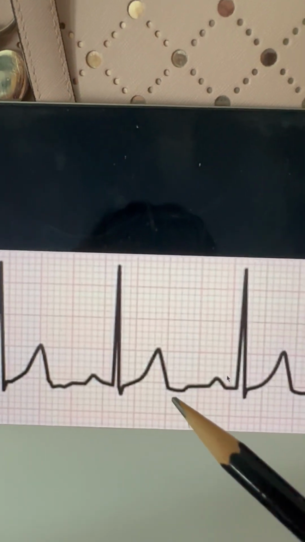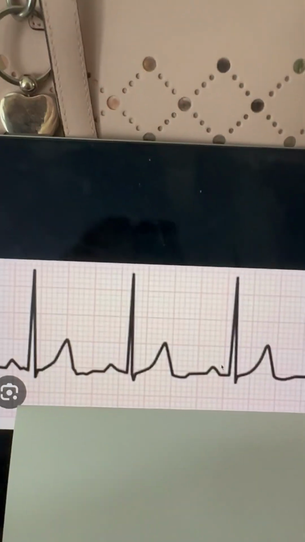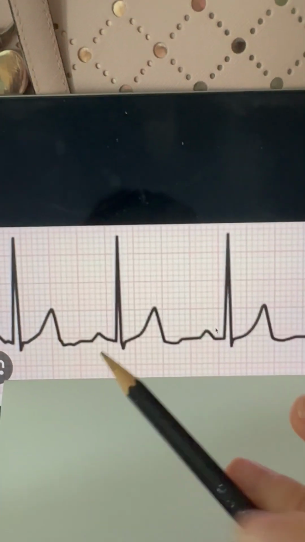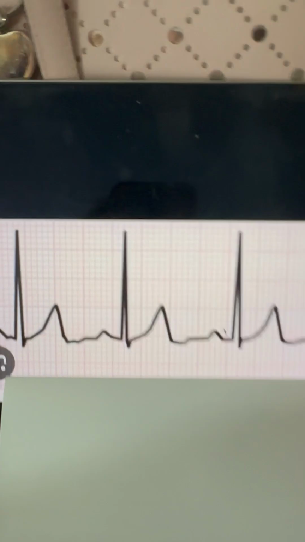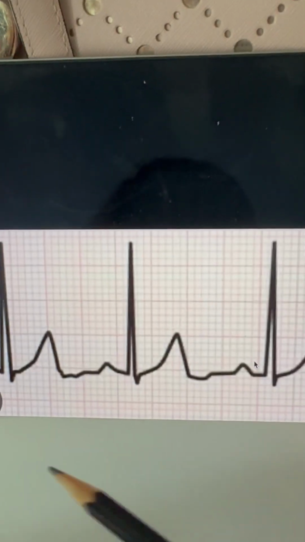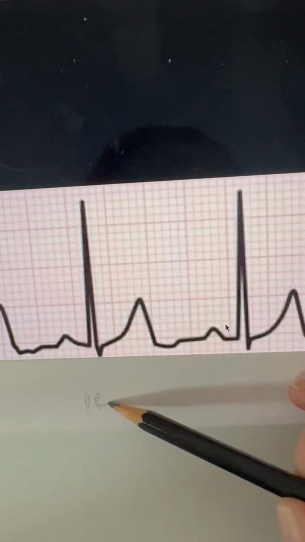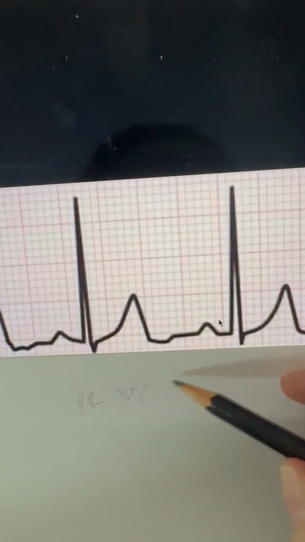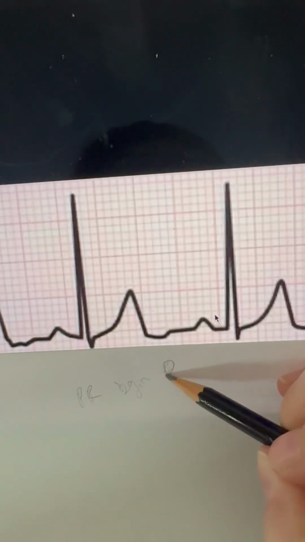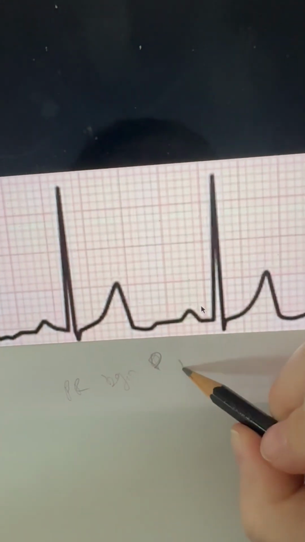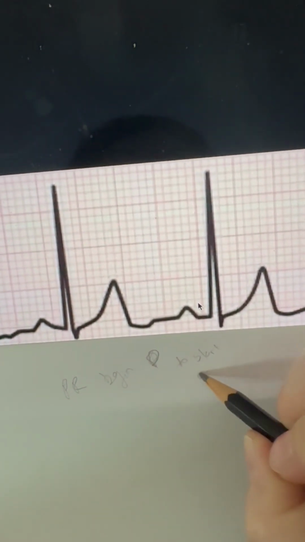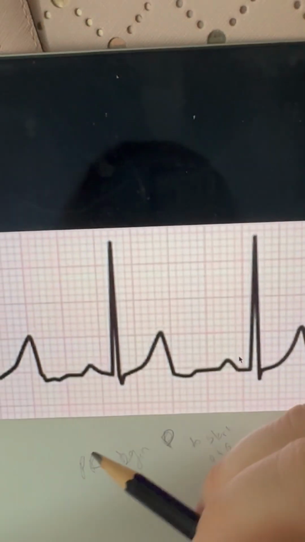Now that you identify it, and again, this is a normal sinus beat because it has a P wave for every QRS, okay? AFib, you cannot do the P to R, but you can do the QRS. Sometimes you can do the Q to T, but not really, okay? So identify your waves, and then we know that the PR interval is the beginning of your P, keep writing R, to start of Q, okay?